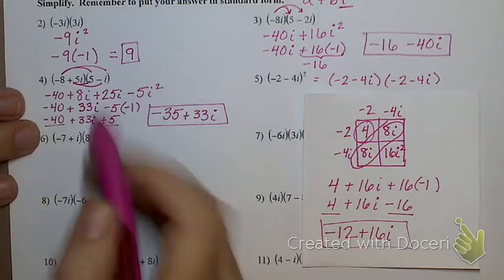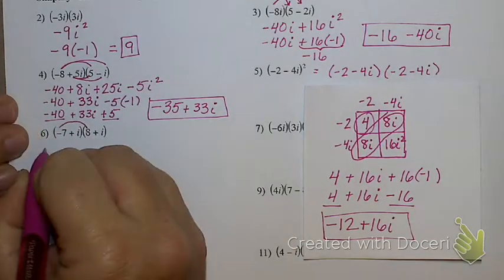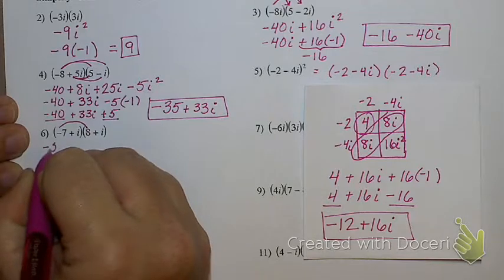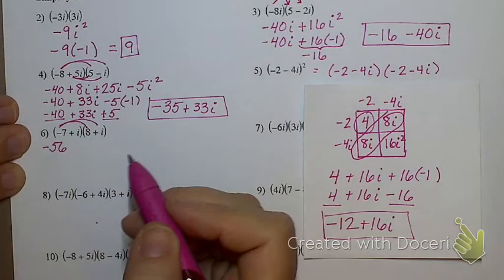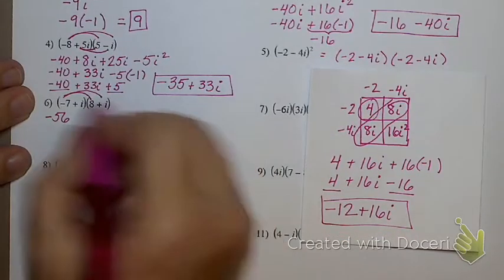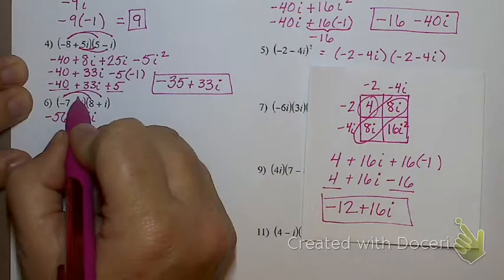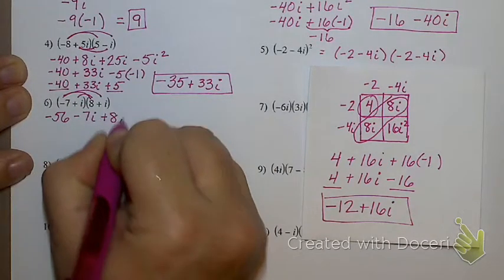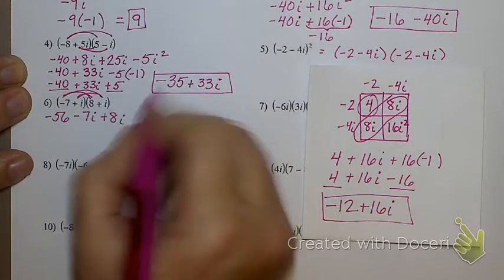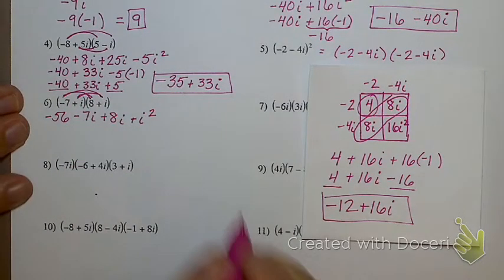All right, so what have I got here? Negative 7 times positive 8 is? Negative 7 times positive i. That's positive 1i, right? Gives me negative 7i. What about i times 8? 8i. And i times i? Plus i squared. All right, let's do some simplifying here.